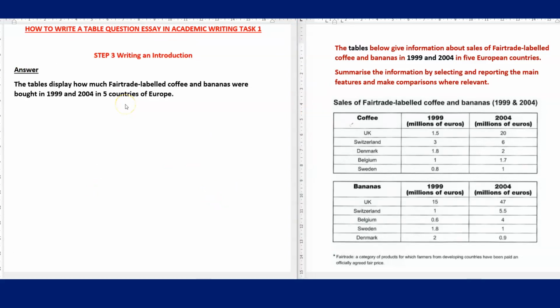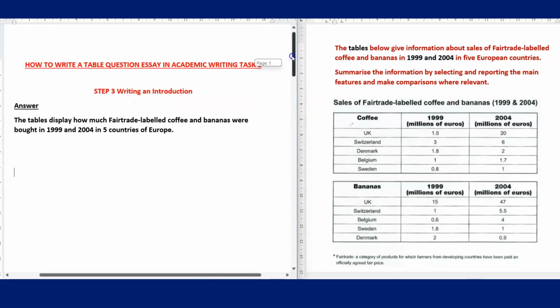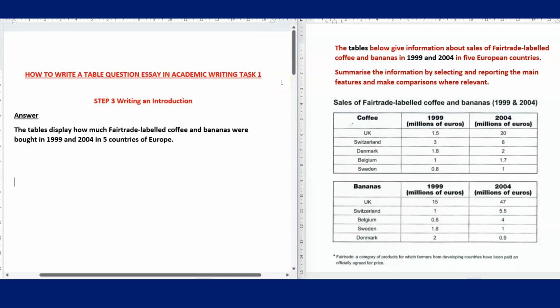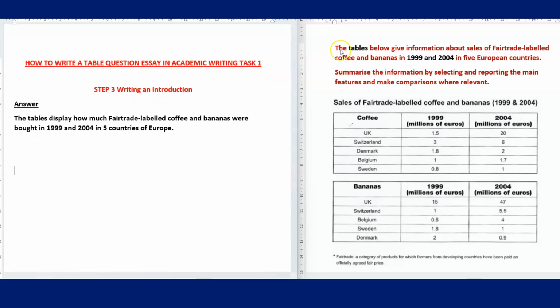Writing the introduction is just for you to rewrite what you are seeing, or what you have been asked to do, in your own words. So what we need to do is paraphrase the question given to us, and the question states here that the tables below give information about the sales of fair trade labeled coffee and bananas in 1999-2004 in 5 European countries.